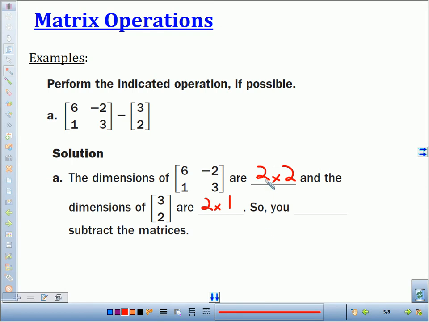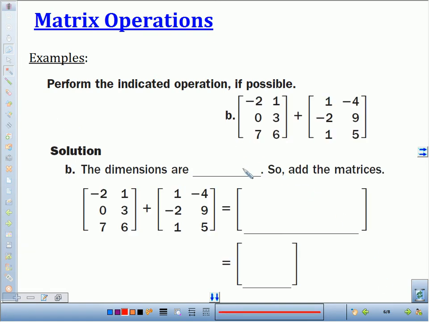These do not have the same dimensions. They're not the same. So you cannot subtract them. I could only subtract them if they were both 2 by 2 or they were both 2 by 1. But since they're not both the same, I can't subtract them.